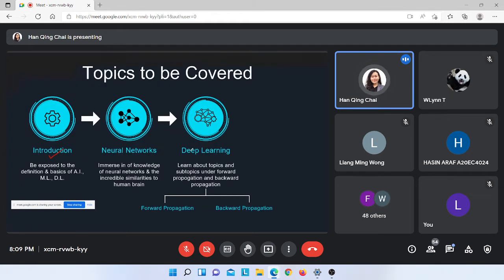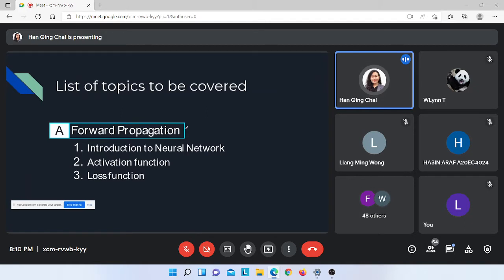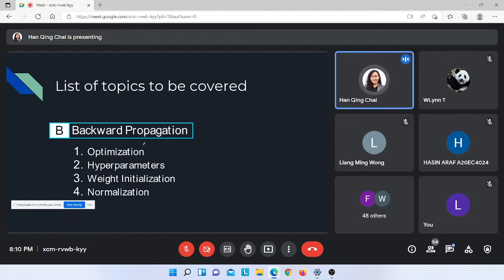So now the topics to be covered under neural networks and also deep learning. Under deep learning, there are more specific parts that you have to understand, because tomorrow and the third day we are going to have hands-on practice with CNN models, and this is for you to know the concepts better. So we are going to understand some of the simple things under deep learning. Under forward propagation, I will explain more later, but we are going to introduce these three things. Another topic is backward propagation, and there are also subtopics under it.